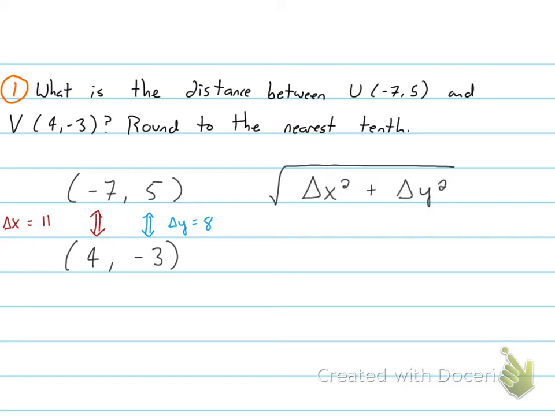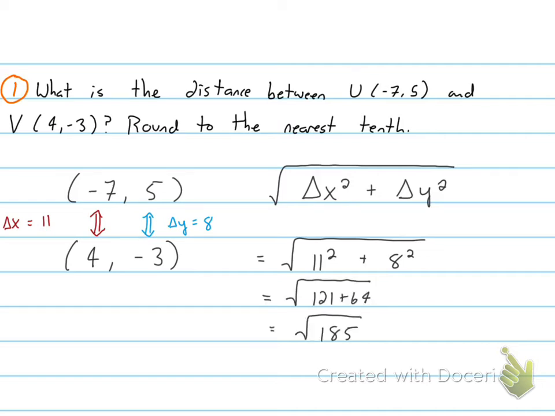From here, all I do is plug this into my formula, so I get the square root of 11 squared plus 8 squared, which is the square root of 121 plus 64, which finally is the square root of 185, which, rounded to the nearest tenth, would be 13.6.